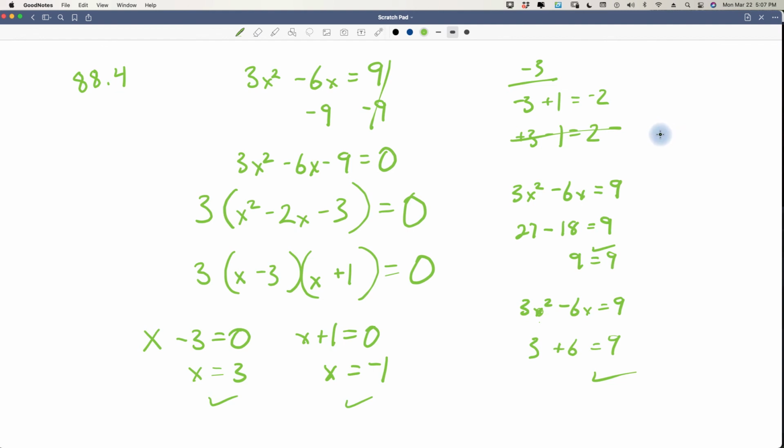So that's it for lesson 88. I don't have any other examples to show you. Remember to put them in the descending order of your variable. And if you can factor out a greatest common factor, that's fine. And the only ones you need to solve for 0 are the 2 binomials. And once you do that, you can sub in each one of your answers and make sure they are correct. And that's all for lesson 88. I'll see you in lesson 89.